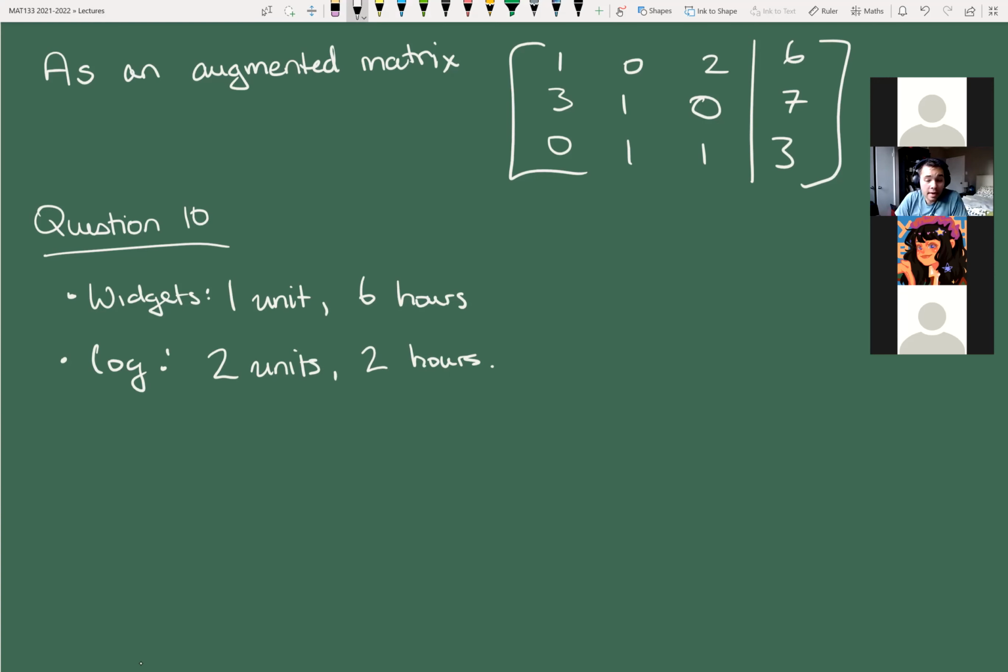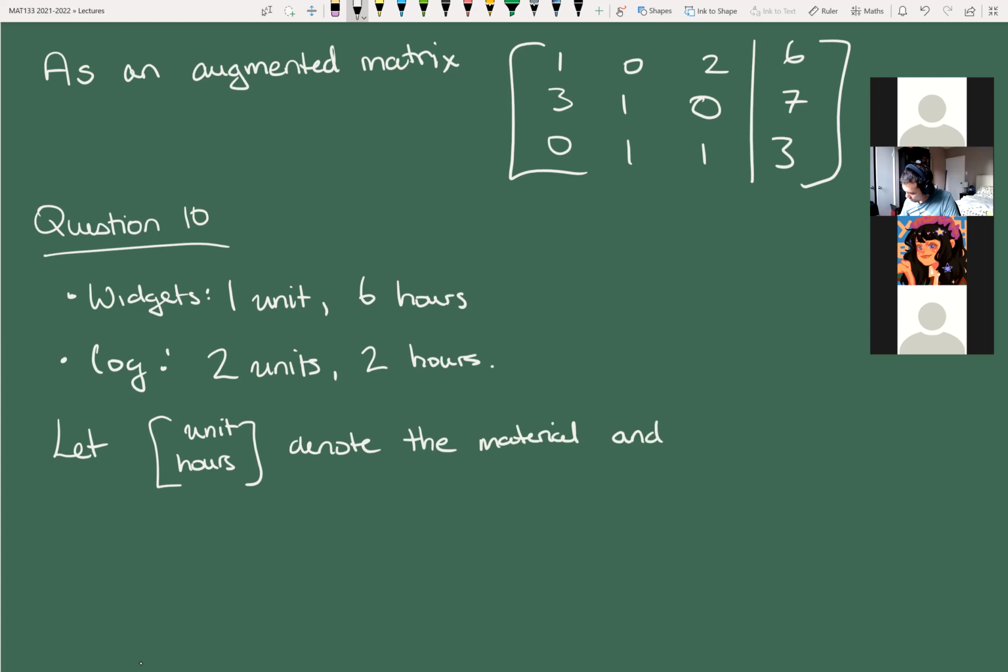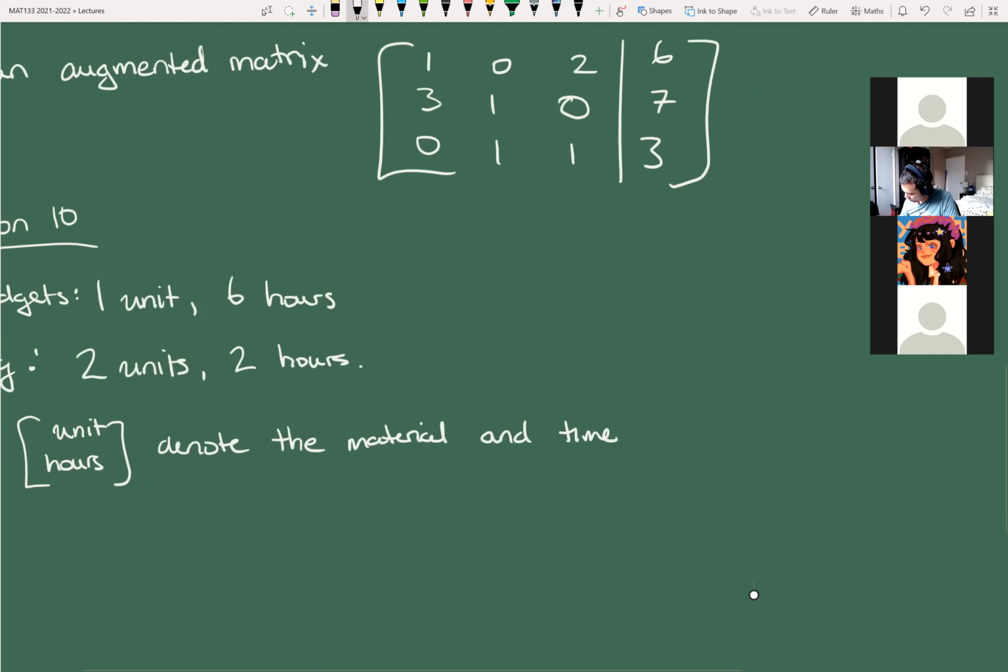Sorry. Okay, now I'm going to do the same thing as I did before by making a basket. It might seem a little bit weird this time that in a basket, I'm putting both the number of hours and the number of units of material needed. But there's nothing saying you can't do that. So I'm going to say, let's say unit cog, denote, or sorry, unit hours denote the material and time requirements.